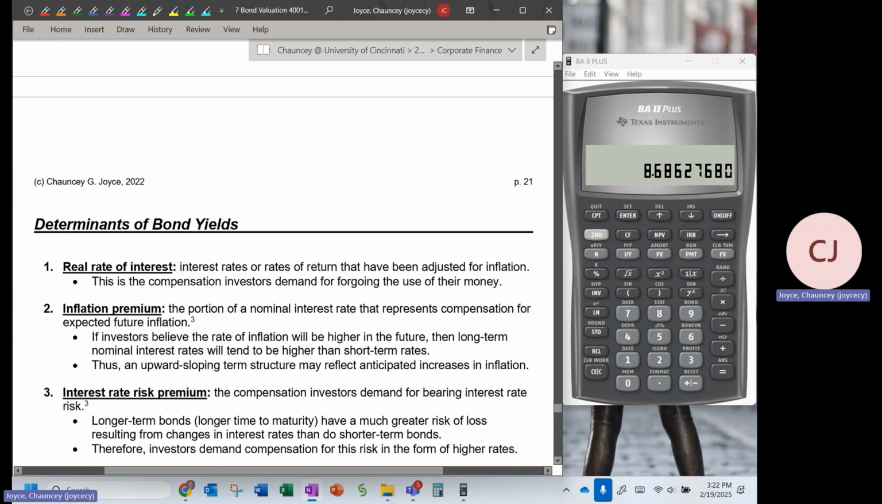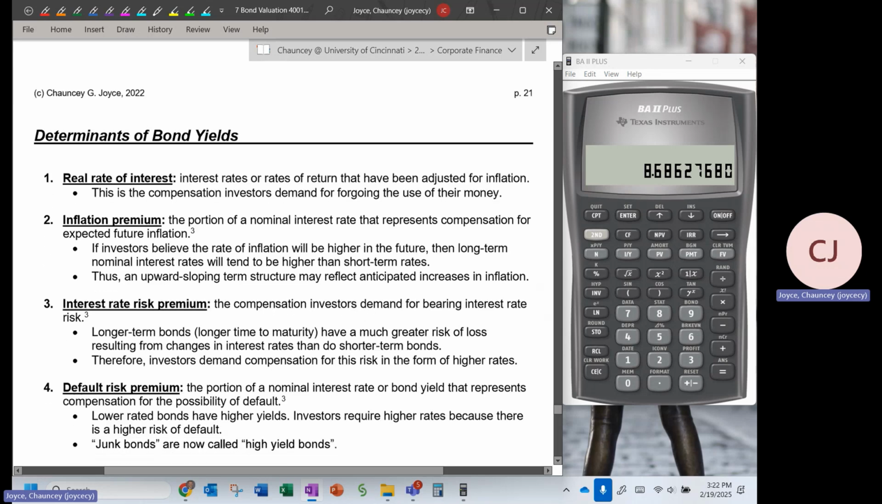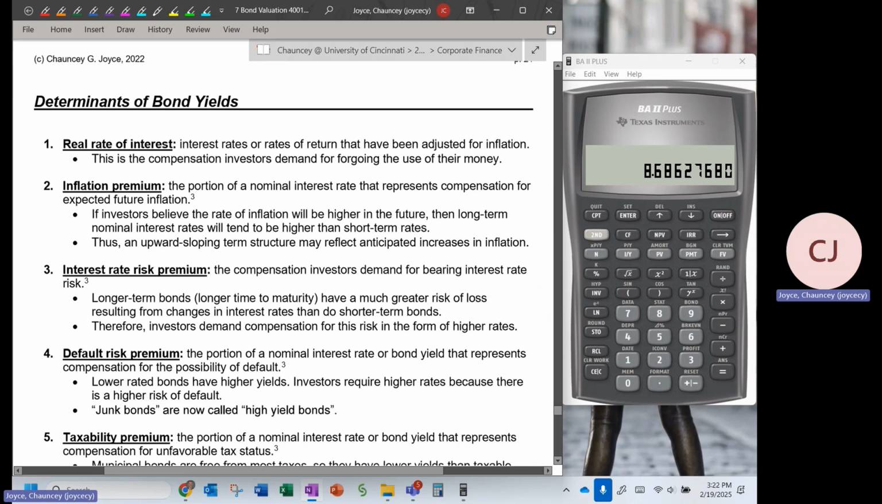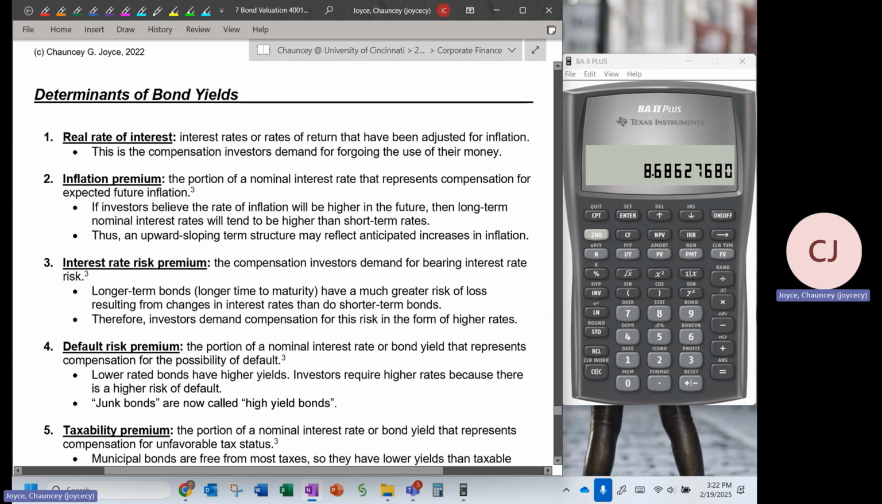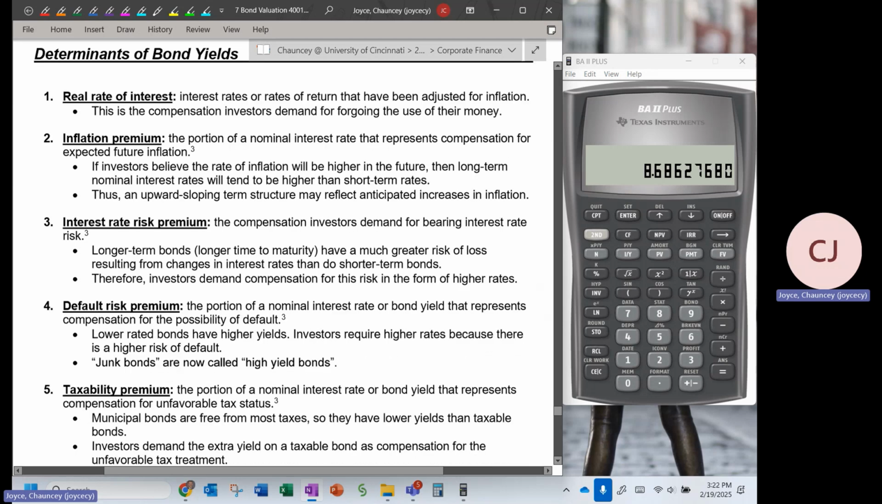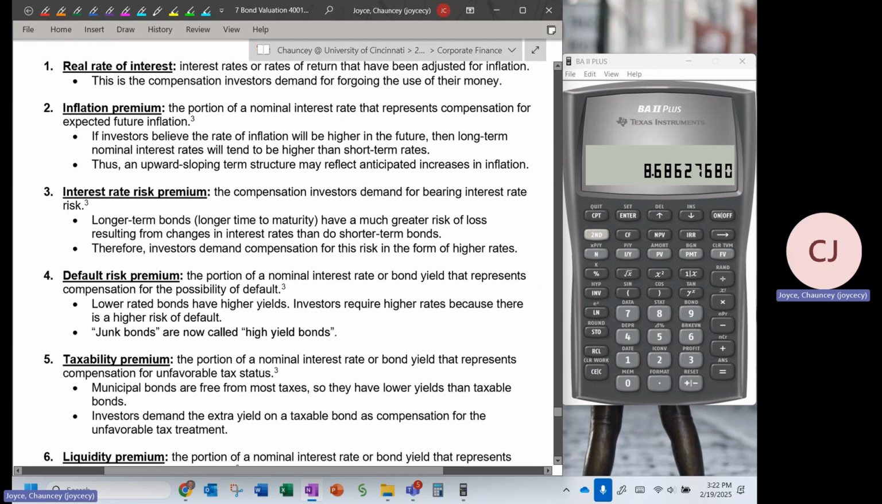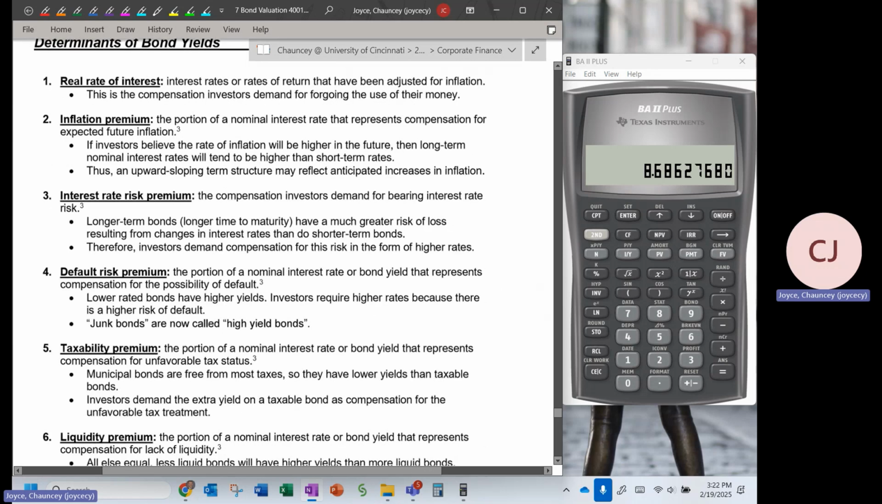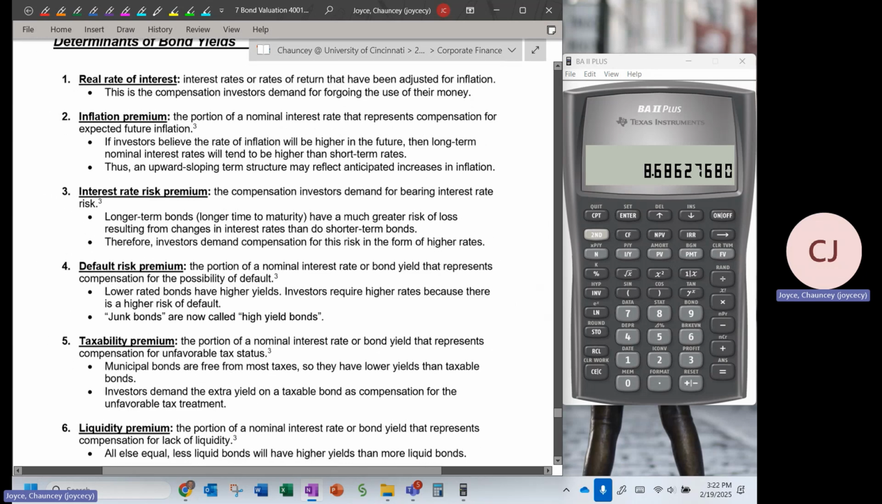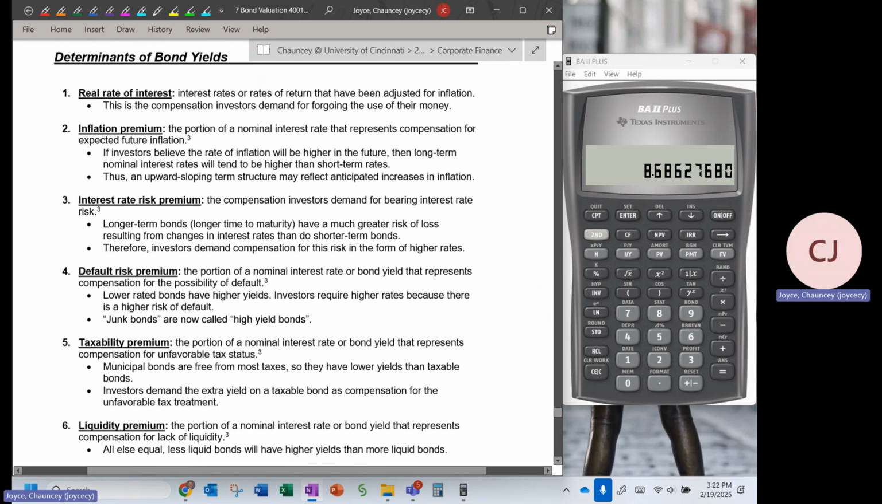These are just different determinants of bond yields. We talked a lot about yields, and you saw in some of those examples I had different yields. So what determines those? Well, there's a few factors: the real rate of interest, the inflation premium, the interest rate risk premium, the default risk premium, the taxability premium, and the liquidity premium. The way I think of all these is kind of like an a la carte menu. You go out and you order different sushi rolls or whatever. The more you order, the more it gets tacked onto your bill.